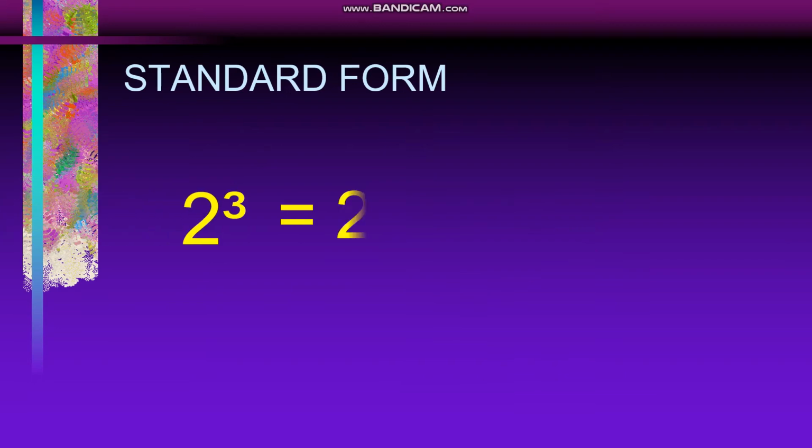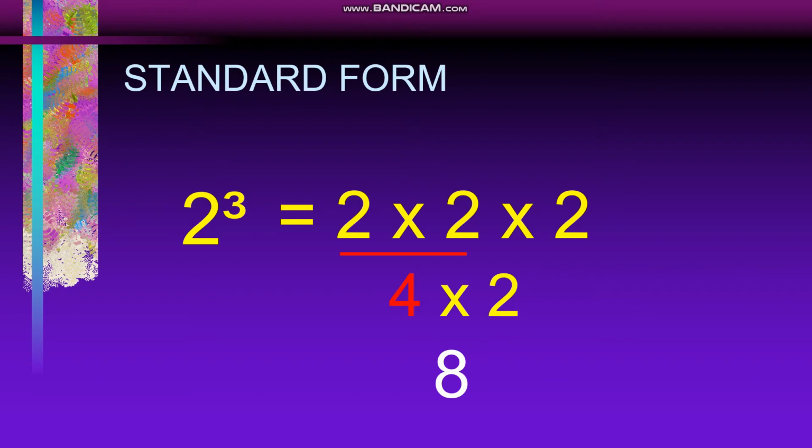And 2 times 2 times 2 are what we call the factors. So what is the equivalent of 2 cubed? 2 cubed is equivalent to 8. Why? Because 2 times 2 is 4, then 4 multiplied by 2 is equivalent to 8. So 8 is what we call the standard form. 2 times 2 times 2 is what we call the factor form. And 2 cubed is what we call the exponential form.